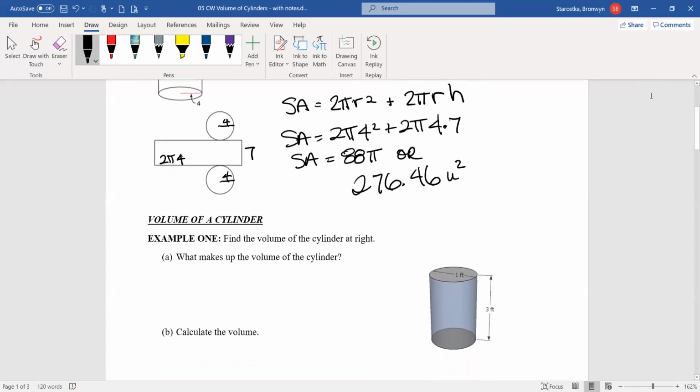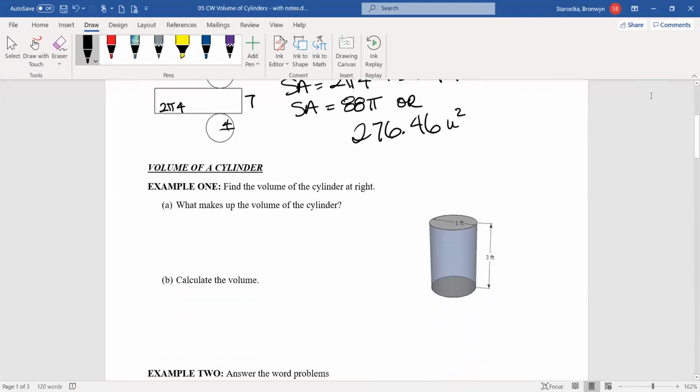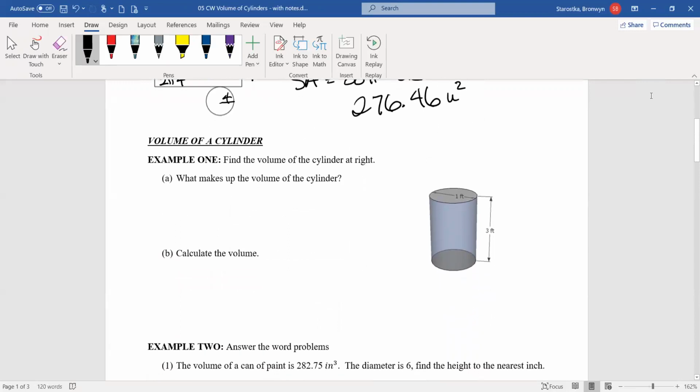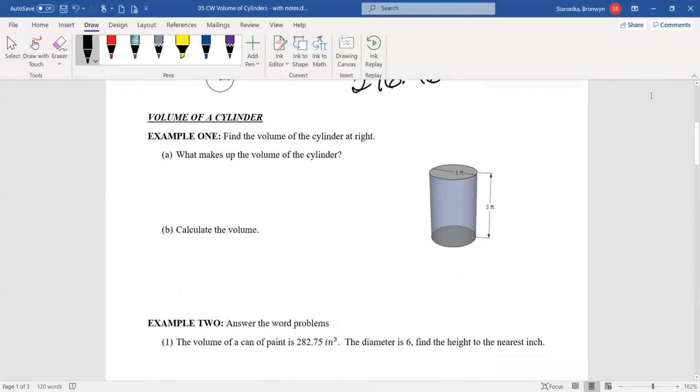So that's just a little review on surface area of a cylinder, because today we're going to talk about volume of a cylinder. What do you notice over here on this cylinder? They gave us the height of 3, but what else do you notice that they gave us? So they gave us the diameter. So as opposed to having 1 foot diameter, we're going to have a radius that equals 0.5.